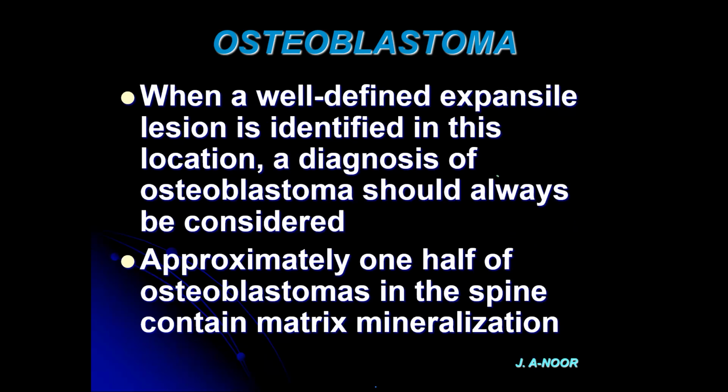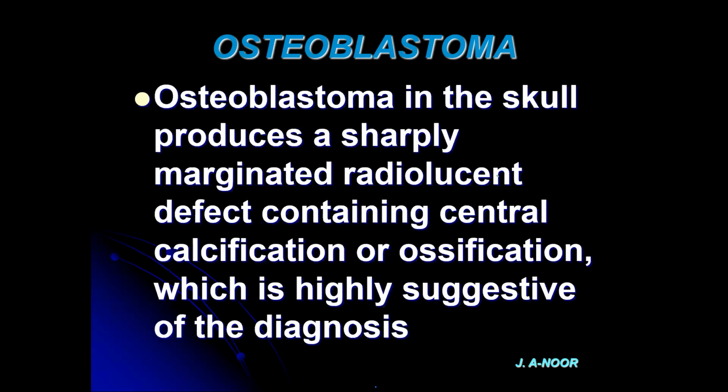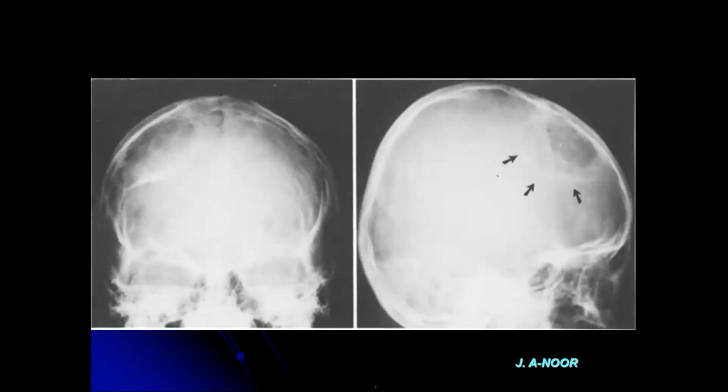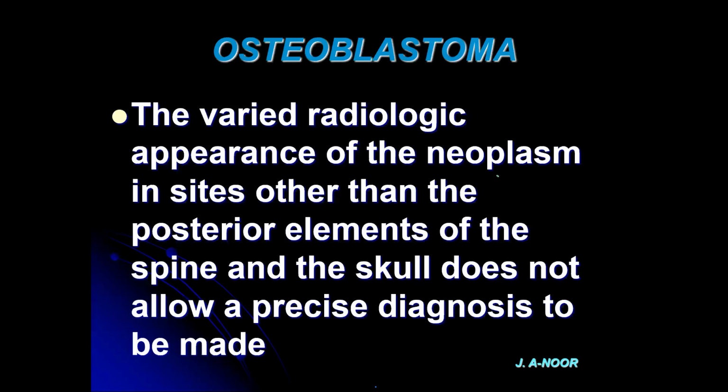Approximately of osteoblastomas in the spine contain matrix mineralization. Osteoblastoma in the skull produces a sharply marginated radiolucent defect containing central calcification or ossification, which is highly suggestive of the diagnosis. This shows you an osteoblastoma of the skull. The varied radiologic appearance of the neoplasm in sites other than the posterior elements of the spine and the skull does not allow a precise diagnosis to be made.